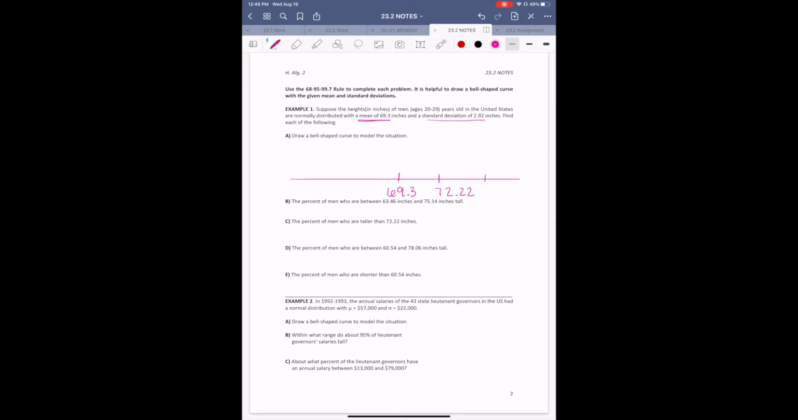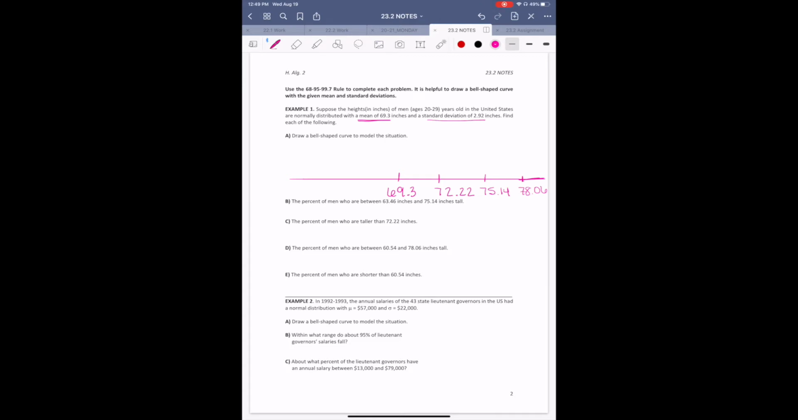Then we are going to take the next one, add two standard deviations, and that is 75.14, and add your third standard deviation, which is 78.06. Okay, so that's 3 standard deviations above the mean.